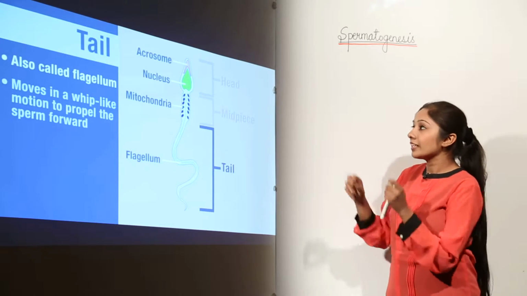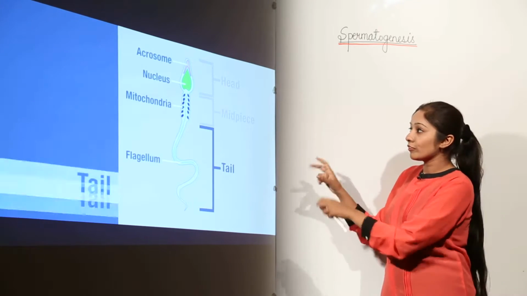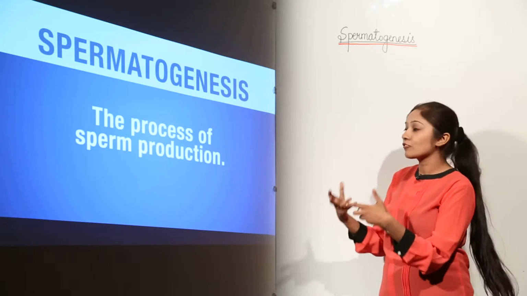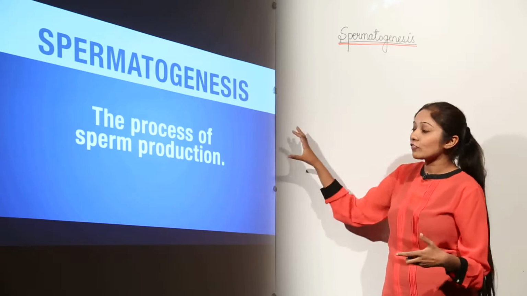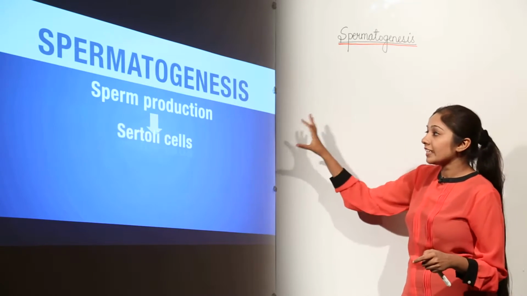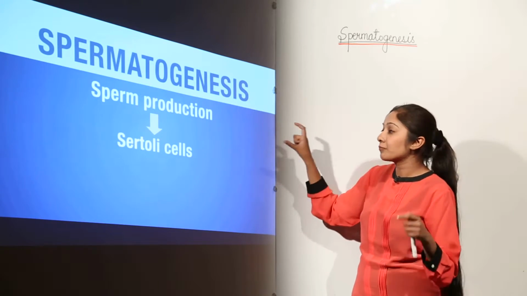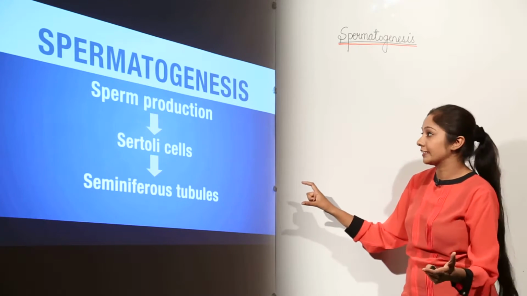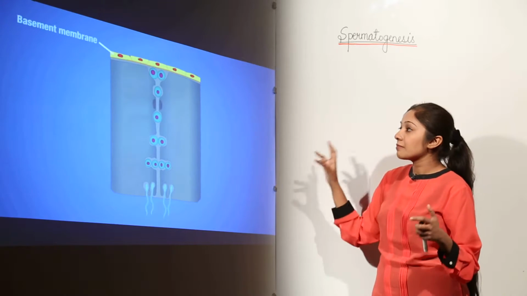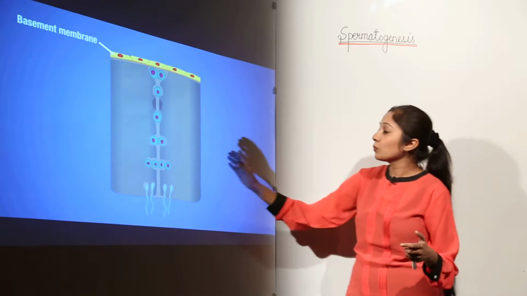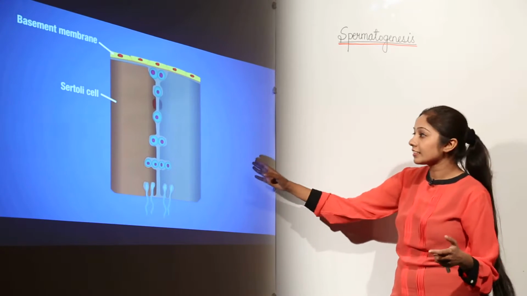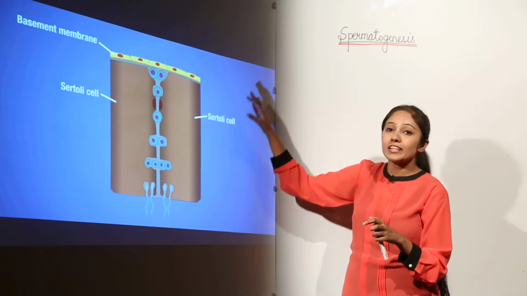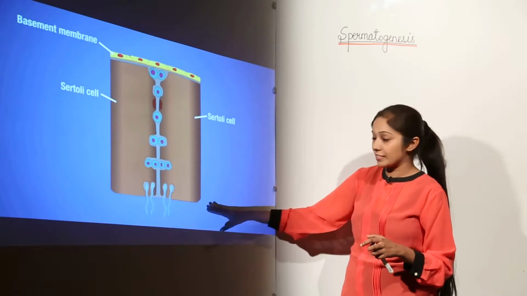So now after having a detailed overview of what is this structure, let's move on to spermatogenesis, that is the process of sperm production. Now this process of sperm production actually is linked with Sertoli cells which are present in the seminiferous tubules of the testes, the male gonads. Now what happens in the seminiferous tubules? This is one Sertoli cell and this is the another Sertoli cell. Between these two Sertoli cells, this spermatogenesis is going to happen from the basement membrane to this.